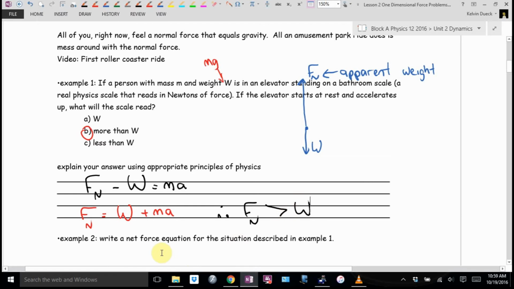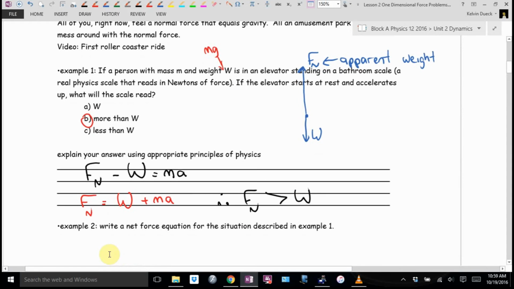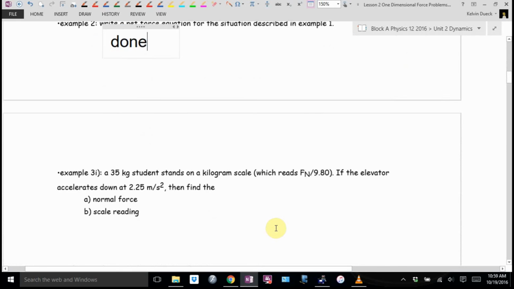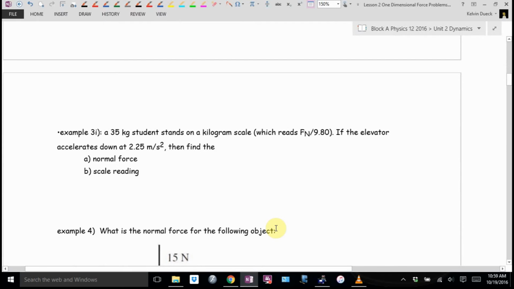Example 2 says write a net force equation for the situation described in example 1. Done, right there. Fn equals W plus ma. Or Fn minus W equals ma. Already did it. That's the other reason I chose to go this route, is I glanced at example 2 and said, why don't I kill two birds with one stone? Okay. We can put numbers in if you wish.